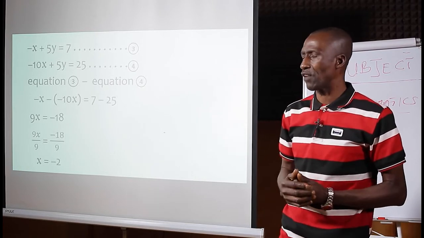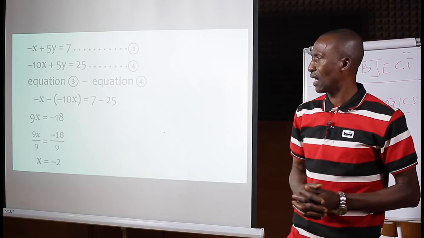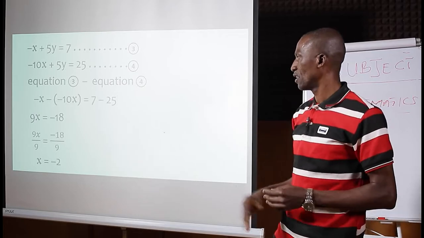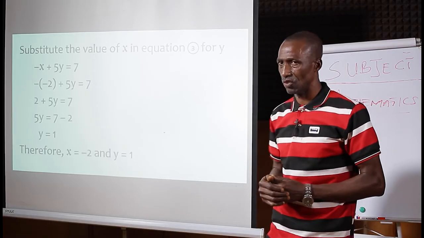To find the value of x, we are going to divide both sides by the multiplier of x, otherwise known as the coefficient of x, which is 9. So I now have on the left 9x over 9, and on the right minus 18 over 9. 9x divided by 9, the answer is x. Then minus 18 divided by 9, the answer is minus 2. So your x becomes minus 2.